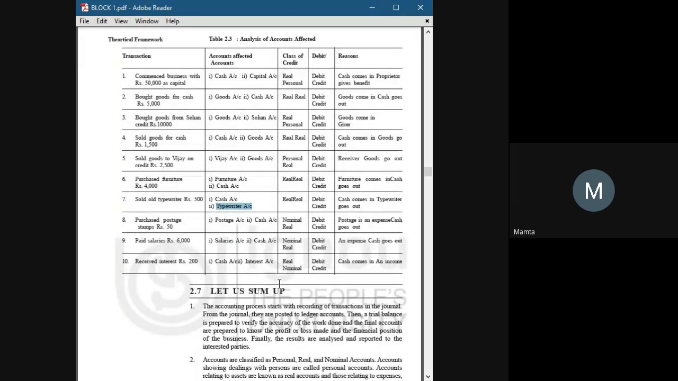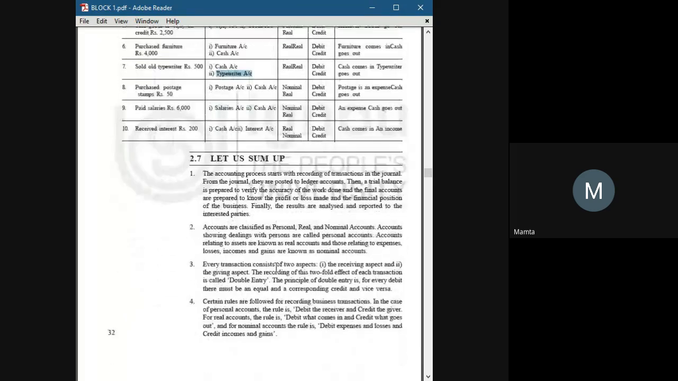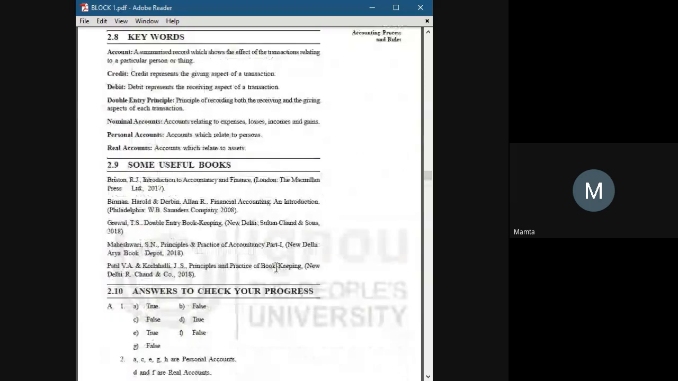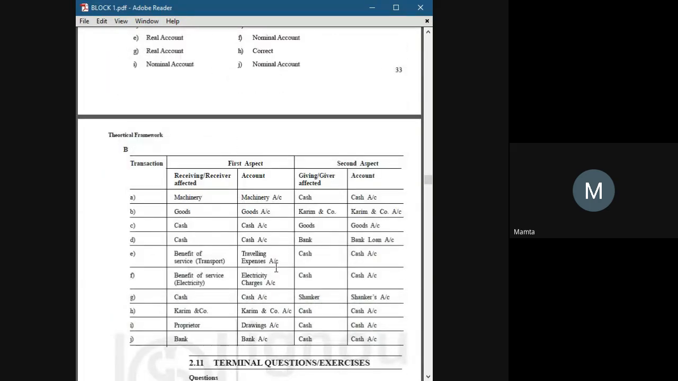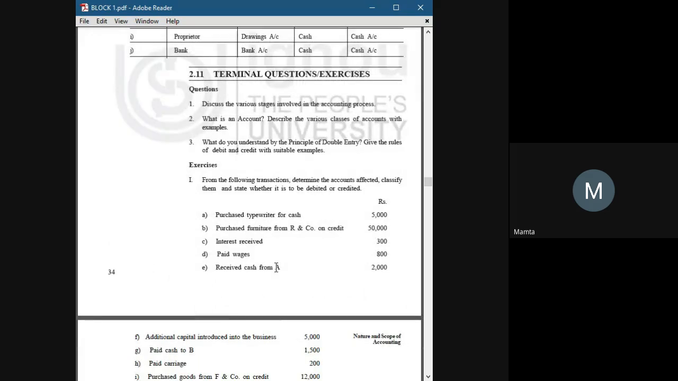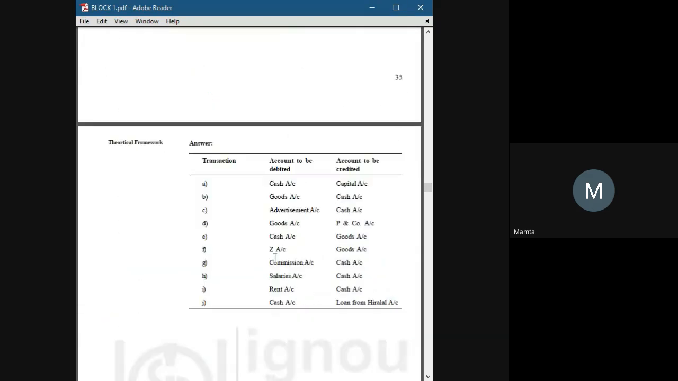So these are some transactions for the better understanding of real, personal and nominal account. I hope I'm able to make a clear point of real, nominal and personal account. You understood it?